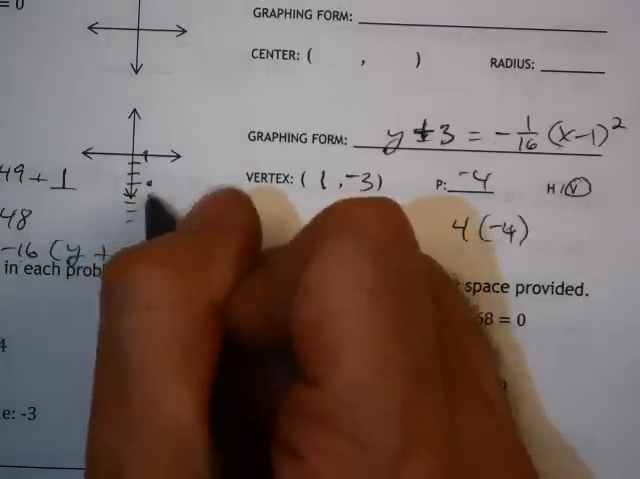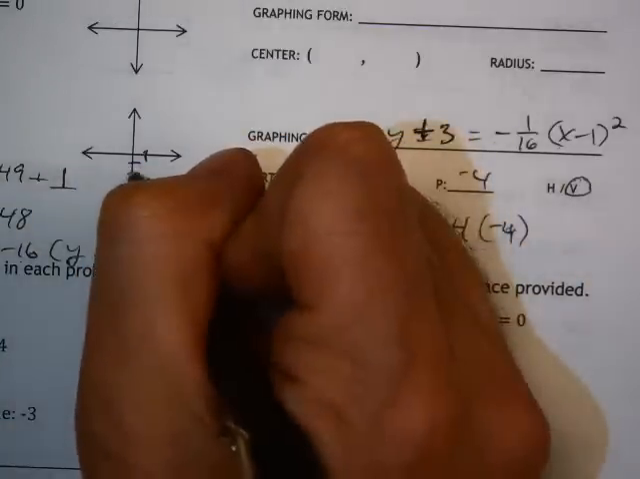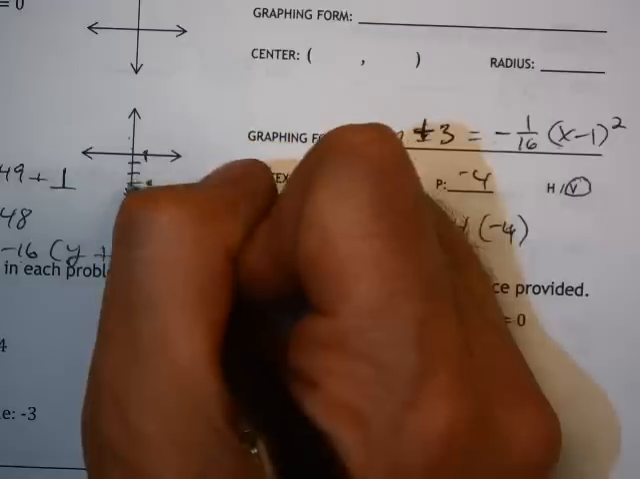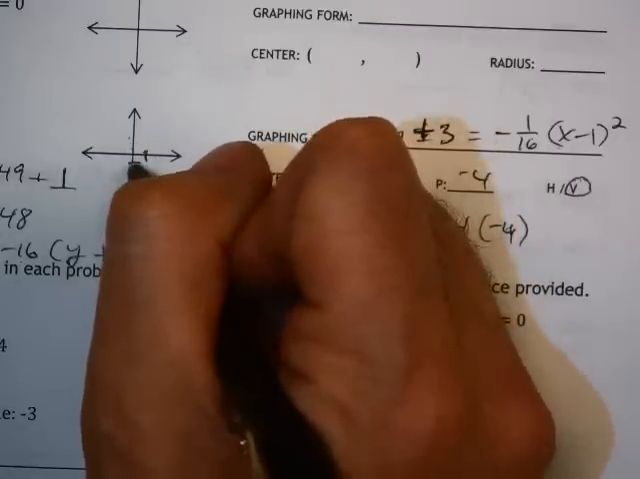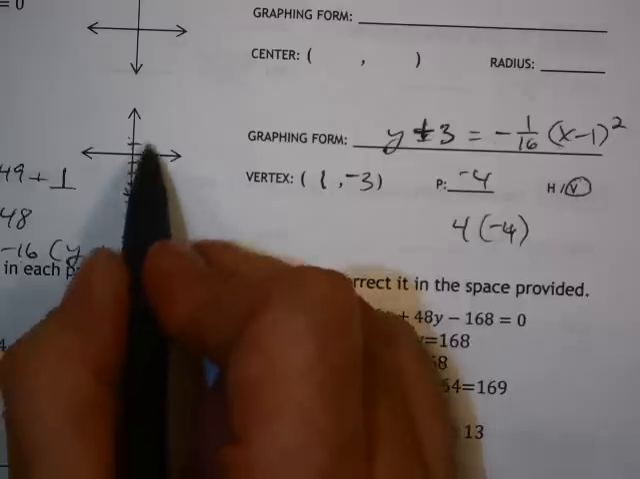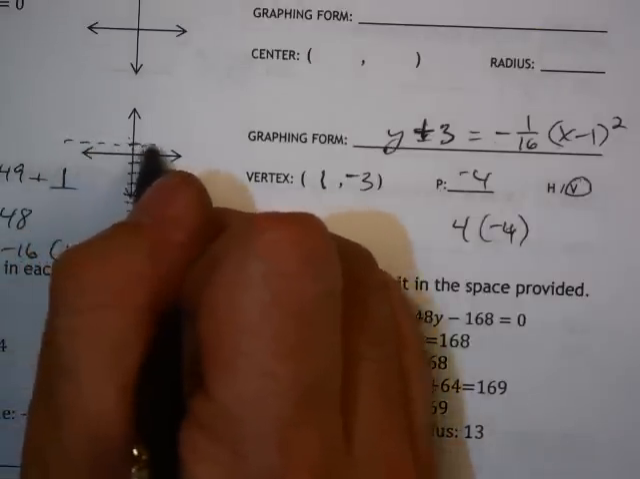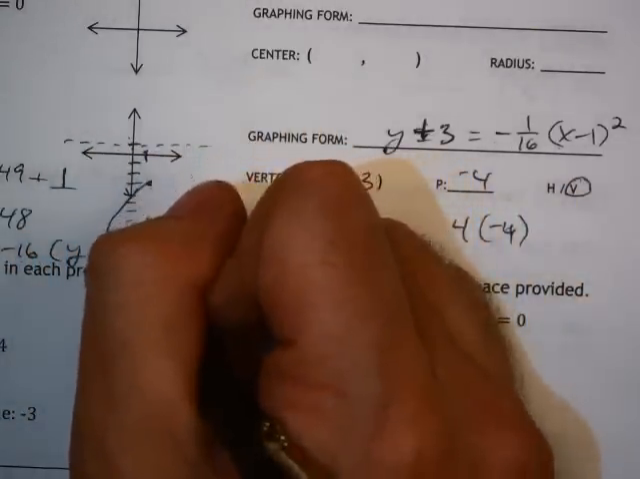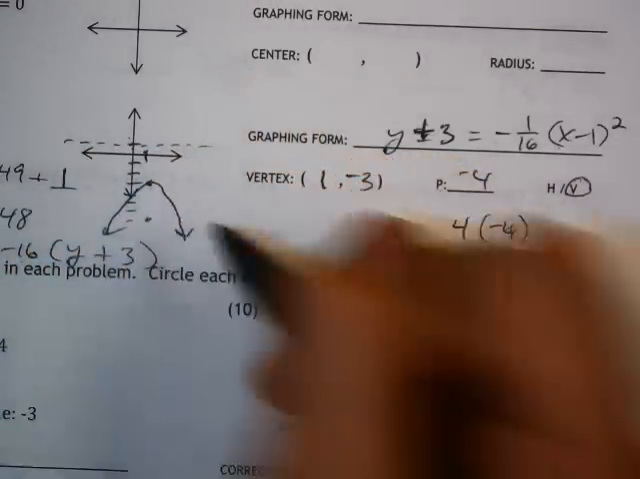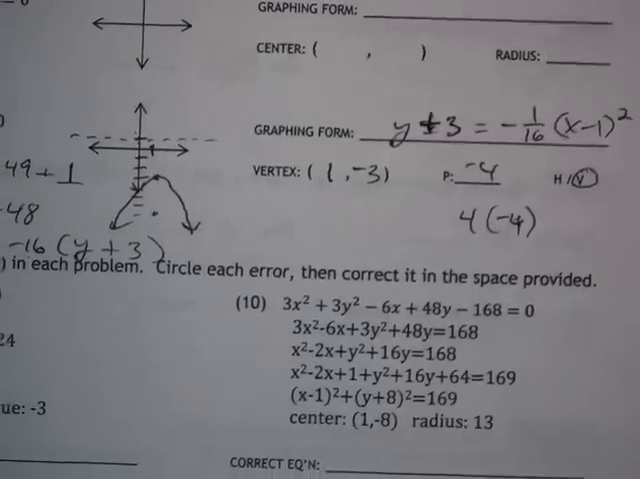1, 2, 3, 4. 1, 2, 3, wait, I'm going to count that again. 1, 2, 3, 4, okay. Up 4 for the directrix. There's my directrix. And there's my parabola pointing downwards. And there is number 8.